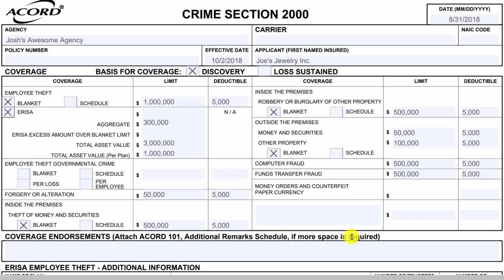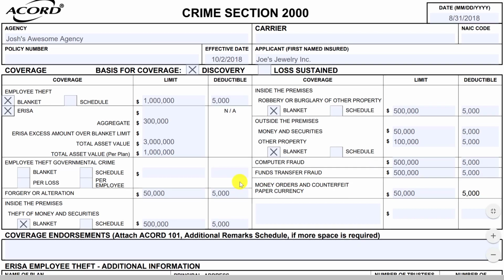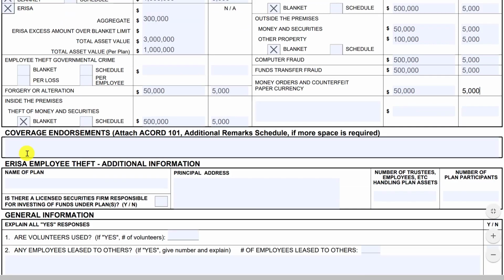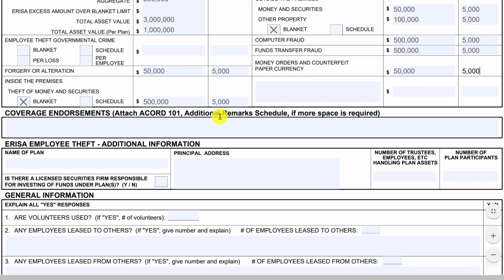Money orders and counterfeit papers. Let's put on, let's say, 50,000. And I'm just keeping the deductible simple. Okay. If there's any specific endorsements or something, you can list that in the blank section here. And then, of course, any other coverage endorsements can also be added here if you want to. So you can add in coverage there, or if it's a specific endorsement, you can put there.